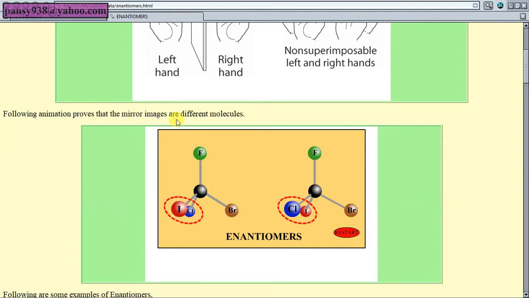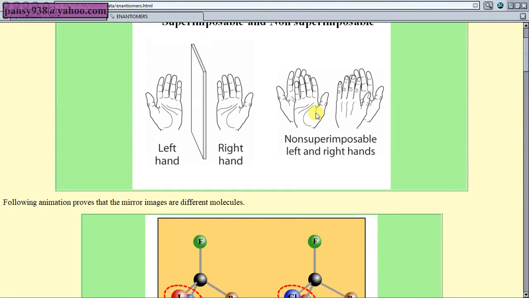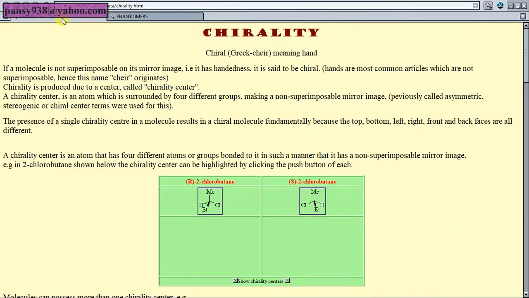Hence, just like the hand, they are mirror images of each other but are different from each other. This property is called chirality. So, I hope now you have an understanding about the word chirality.